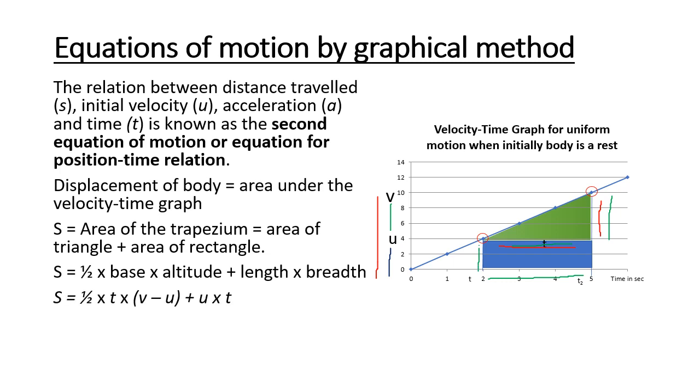S is equal to half into base. Base is T. Altitude of the triangle is V minus U. Now rectangle is length into breadth. The length is T and the breadth is U. So U into T. Opening the bracket. How to open the bracket? Half into T into V minus U.